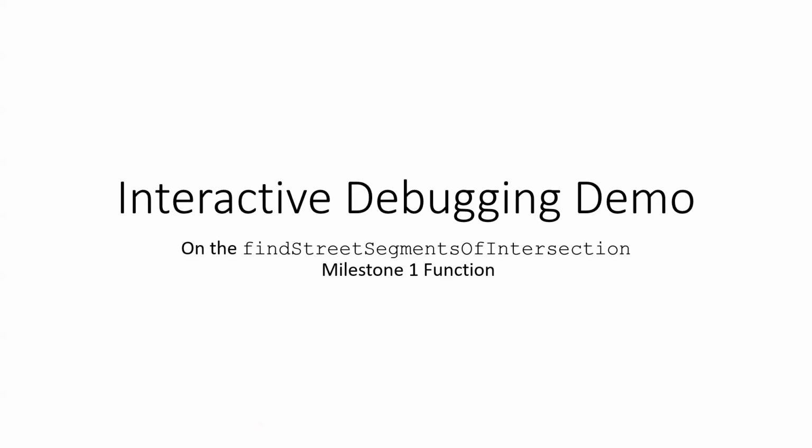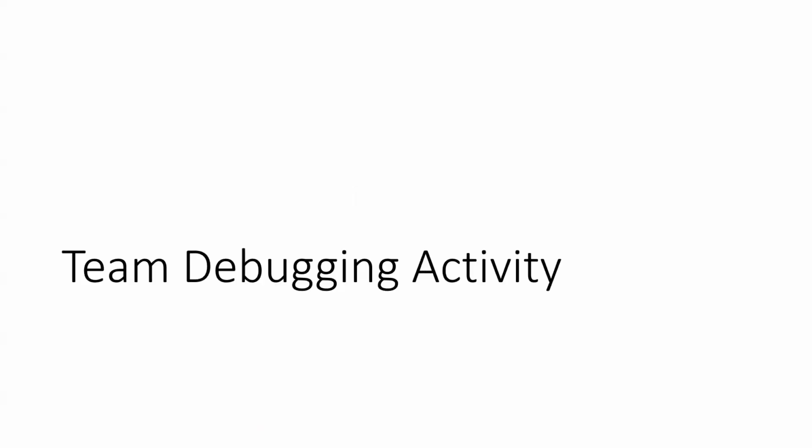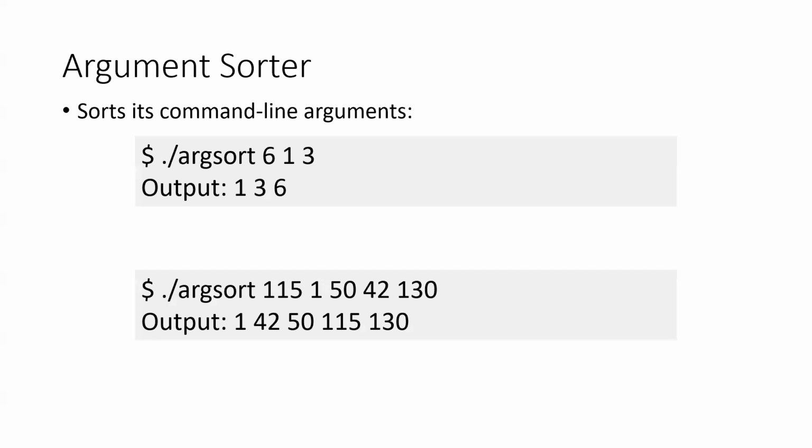That was my demo. Any questions up to this point? Next, let's go into Teams and do a debugging activity together. Say we have a sorter that sorts its command line arguments. So if you're calling this program with argsort 613, it should output 136.